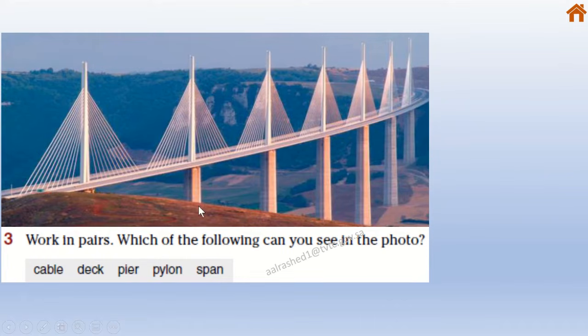Pier. These are piers. Piers work like a base where you can put the deck, pylons, and cables on it. Span, as we said before, is the distance from this point to this point. Like the shibr in Arabic. I can say, for example, one span, two spans, three spans. So try to match the vocabulary with the pictures.